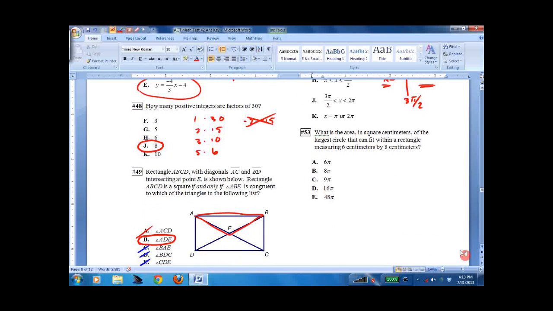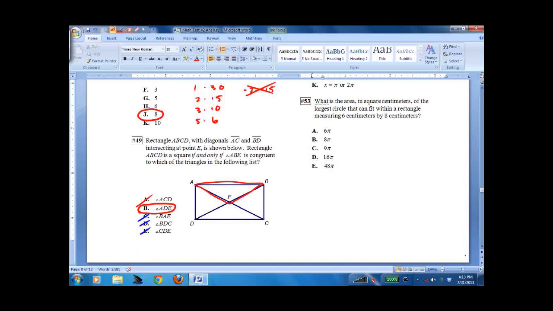What is the area in square centimeters of the largest circle that can fit within a 6 by 8? 6 by 8. Well, we're wasting 2 over here. I'm going to try and draw that a little better. Because we're going to have a circle that just fits in a 6 by 6 square, which means it's got a radius of 3. And the area is pi times 3 squared is 9 pi. I screwed this one up the first time I did it. I went with a radius of 6 and ran off. Fortunately, they didn't have 36 pi in the answer, so I got a little lucky.